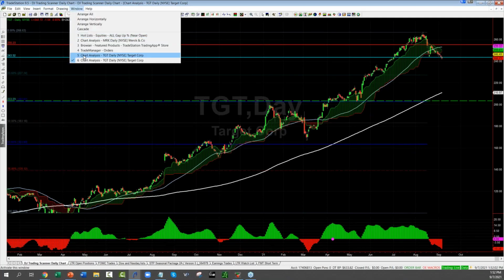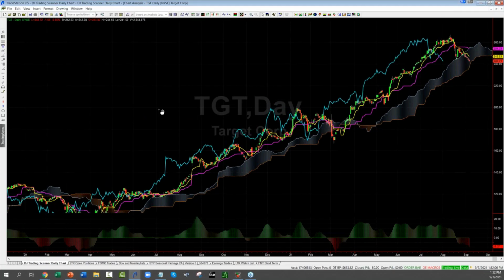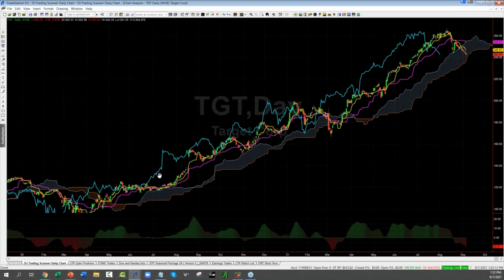Here's the factory default settings on your platform. This is what it's going to look like. Well, that is pretty busy, isn't it? Right? We got the Tenkan line here, the yellow one, the Kijun, the purple one. This is the Chikou, which I don't use at all. And they've got some weird colors here for the shading area. It's even hard to see price action in this.